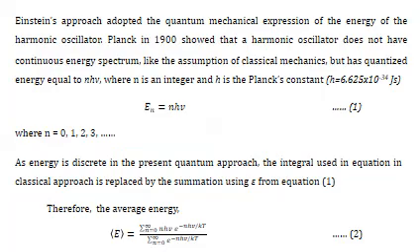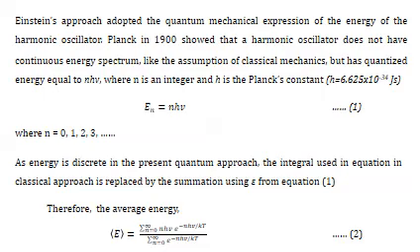Now, since it is a harmonic oscillator, the energy values are quantized. The quantized energy is equal to nhν, where h is Planck's constant, ν is the frequency, and n is an integer. The value n takes is 0, 1, 2, 3, etc. Planck in 1900 showed the quantum mechanical expression of the energy of the harmonic oscillator.